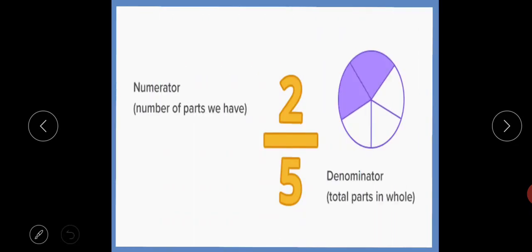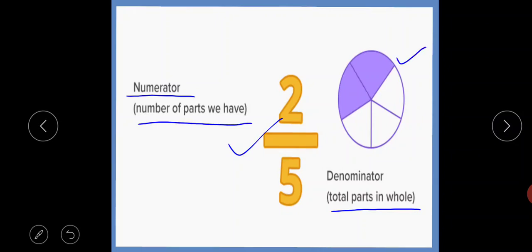For example, in fraction 2 upon 5, 5 is the denominator and it represents total parts in the whole, and 2 is the numerator and it represents the number of parts we have. For example, in this circle, we divide the circle in 5 parts and shade 2 of the parts. So it represents the fraction 2 out of 5.